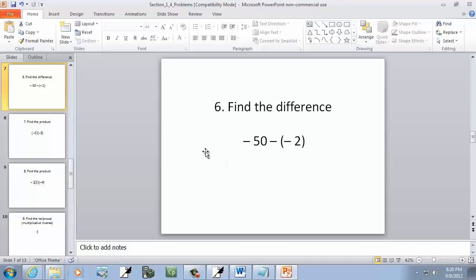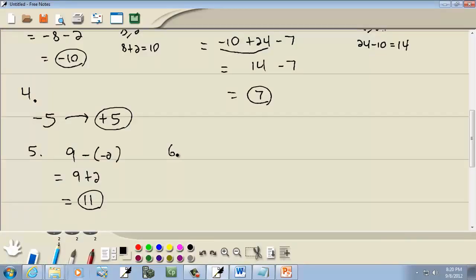Let's take a look at this one. Got negative 50 minus a negative 2. Again, you don't want to think about what this means. What is a negative 50 minus a negative? What in the world does it mean? You could try to put it on a number line and wrap your mind around that, and you're thinking too hard on it. They're just simple rules. Negative parentheses negative becomes a positive. So this becomes negative 50 plus 2.